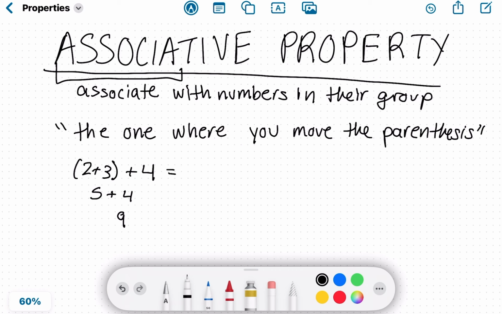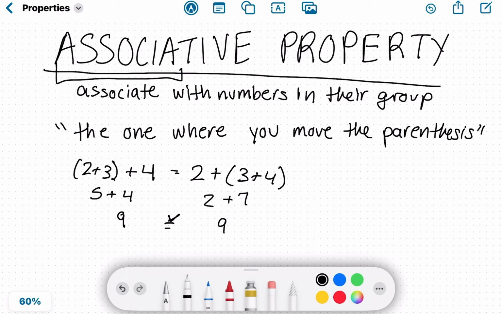Now, let's see, 2 plus 3 plus 4 in parentheses now. So we took the parentheses from here and we shifted them over one number. So now 3 plus 4 is 7, plus 2 is 9. So yes, 9 is equal to 9, showing that the associative property works for addition.